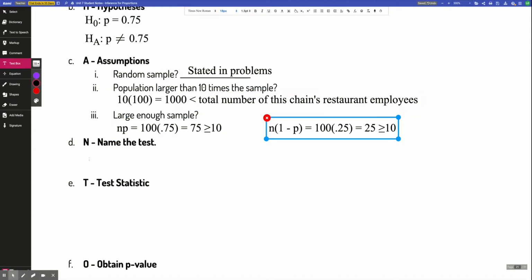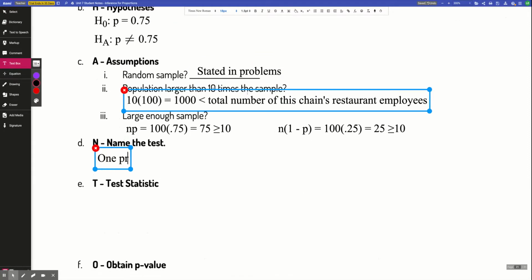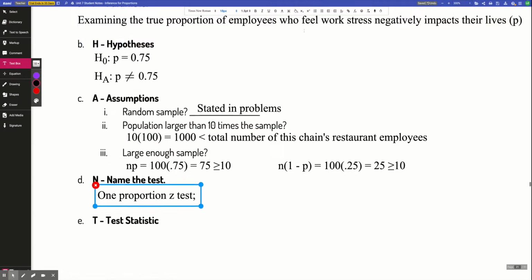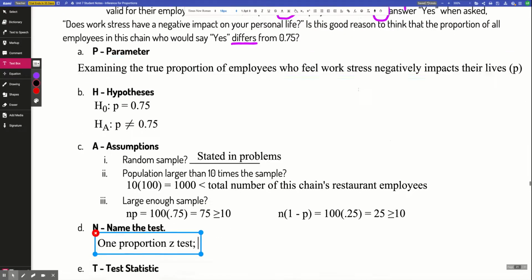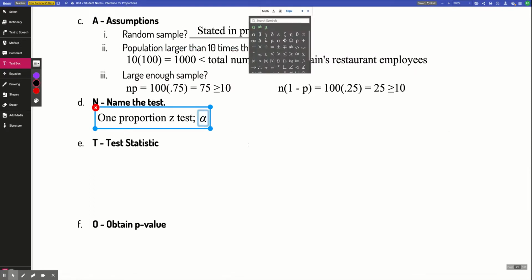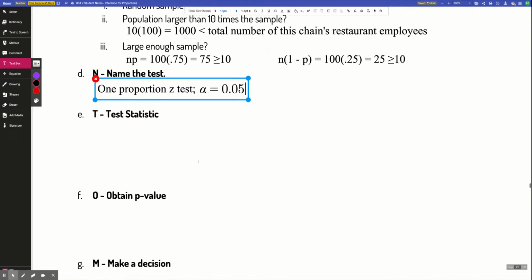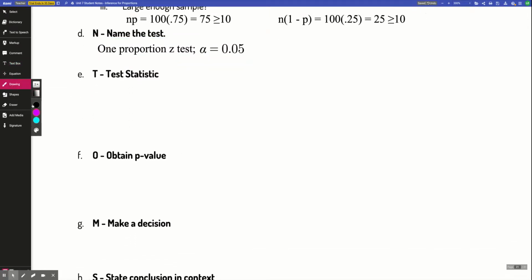My next step is to name the test. Now, even though this is a two-sided or two-tailed test, I still only took one sample. So this is still a one proportion z-test. And then we also need to make sure that we set our alpha value here. They did not give us one, so my default, if they do not give me a significance level, is 0.05. So that's what I'm going to use. Test statistic is also calculated the exact same way.